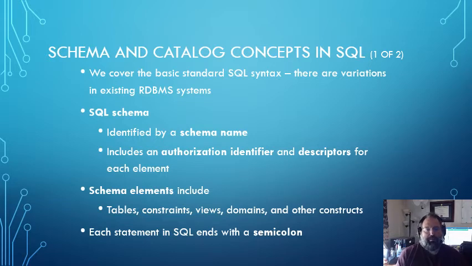Schema and catalog concepts in SQL. So basically, we've got some basic SQL syntax, and there are variations of it that are going to be in place for lots of different database management systems. An SQL schema is identified by a name. It includes an authorization identifier and descriptors for each element. Schema elements include things like tables, constraints, views, domains, and other sorts of constructs.